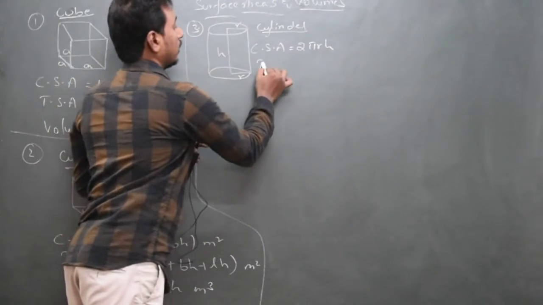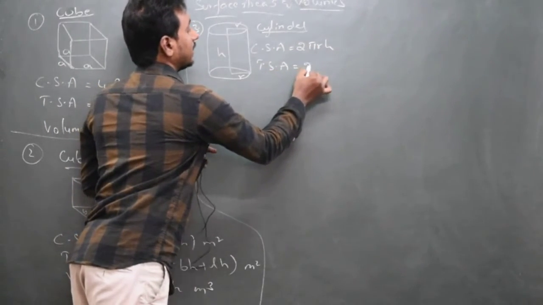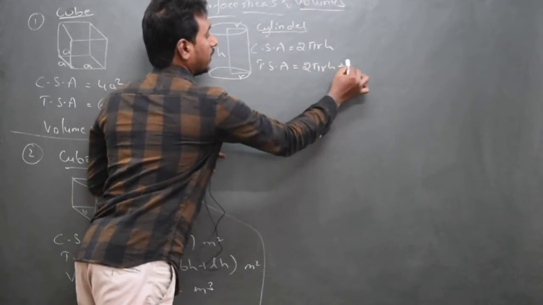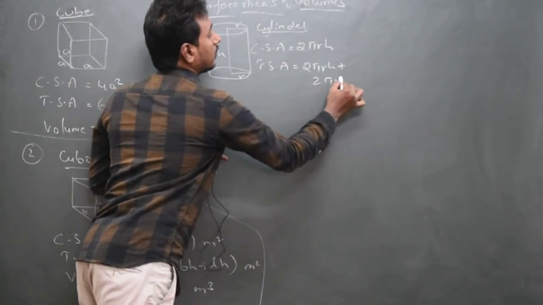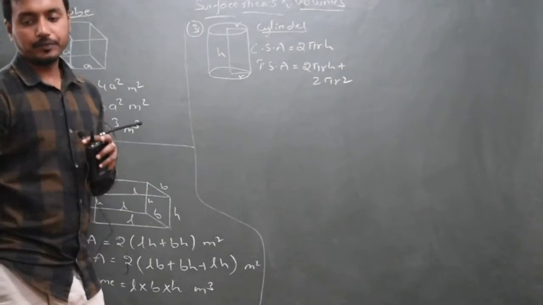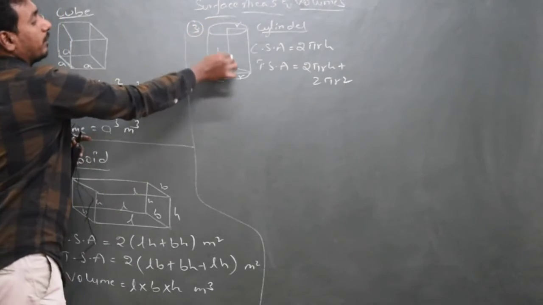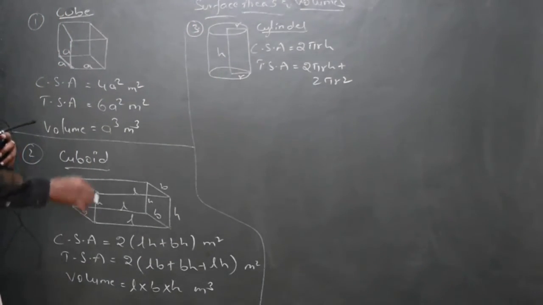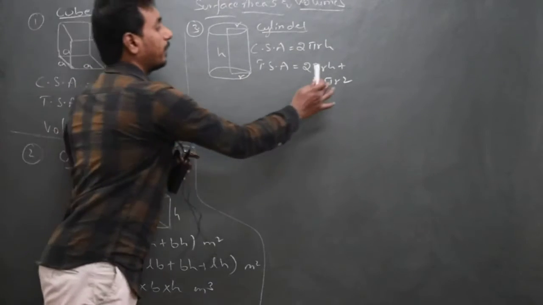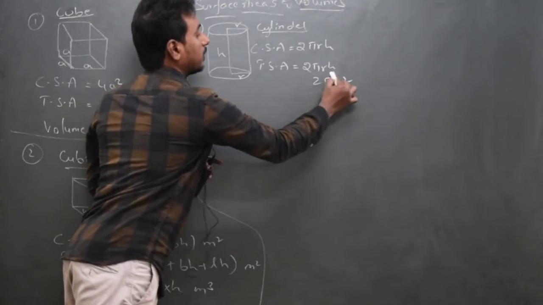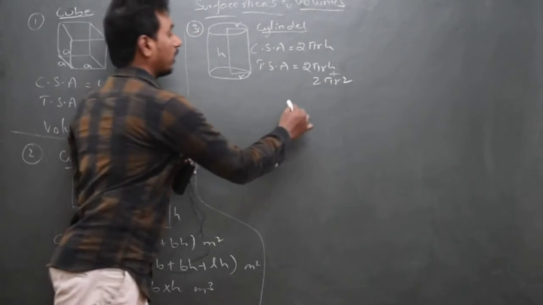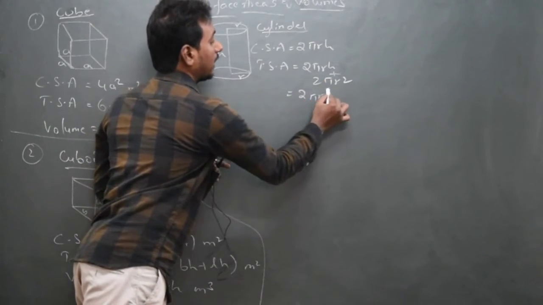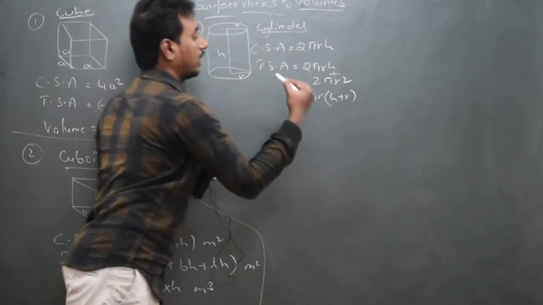Okay. Total surface area is given as 2 pi r h plus 2 pi r square. Why? Total surface area, we include the top and the bottom portion also, right? So what is the top part? Pi r square. What is the bottom part? Pi r square. Pi r square plus pi r square is 2 pi r square. So 2 pi r h plus 2 pi r square. So what will that be? 2 pi r taken common, h plus r.